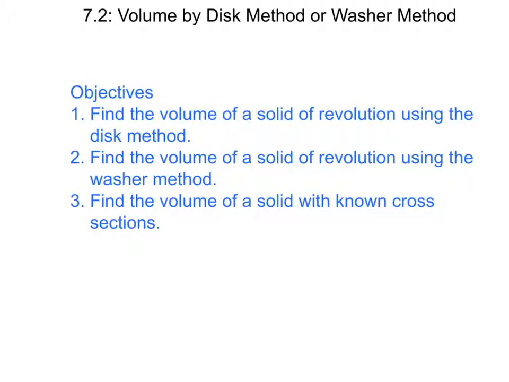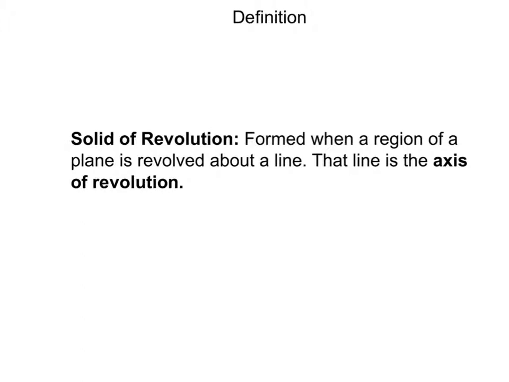Now for the last one, what's going to happen is that we're going to make cross sections, cuts, perpendicular to either the x or y axis. And when we make those cuts, the face of that cut is going to be something like a triangle, could be a square, rectangle, could be a circle, but more than likely it will be one of these other figures. And we're going to have to find the volume of that particular solid as well. Let's start out making sure we're all on the same page.